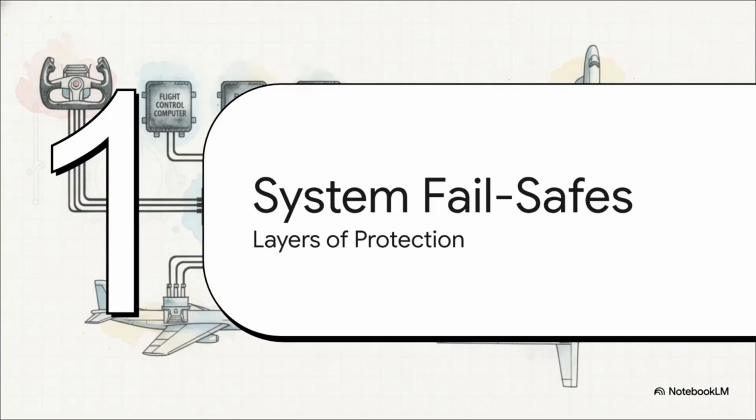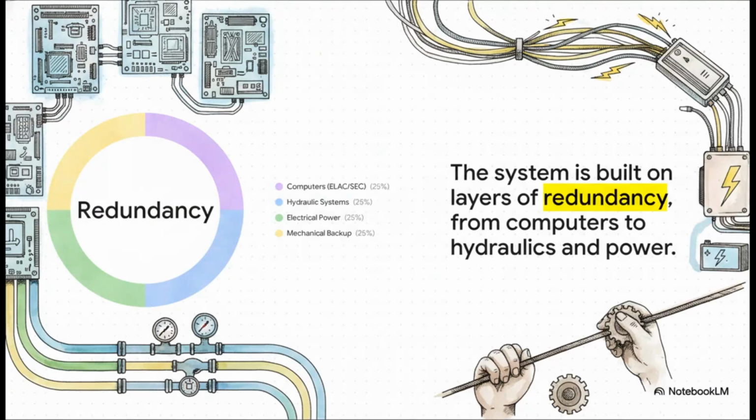So if we zoom out and look at the whole picture, you start to see it. This entire system isn't just built to work perfectly, it's built to fail safely, with an absolutely incredible number of overlapping layers of protection. I mean, the redundancy is just everywhere. You've got multiple dissimilar computers. You have 3 totally independent hydraulic systems, the green, the yellow, and the blue. So a leak in one doesn't affect the others at all. You have redundant electrical systems.